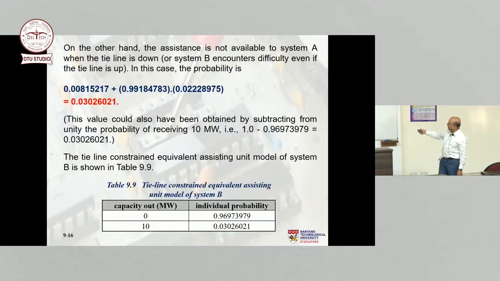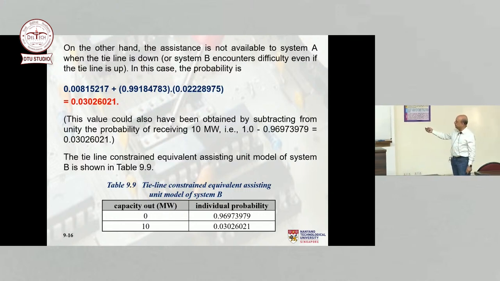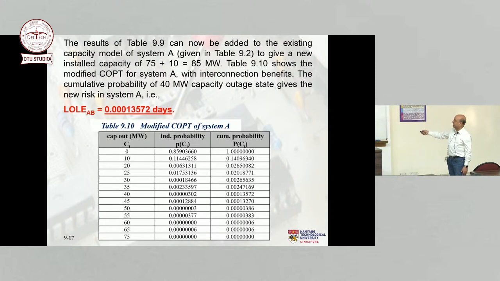So we can do that, and then we come up with this tie line constraint equivalent assisting unit model from system B. We have considered not only the tie line capacity, we have also considered the tie line reliability. Okay? So this is our new constraint model. If you compare with the previous table, the number was 0.9777, remember? Now because it is not 100% reliable, you expect this to be lower, correct? So we are on the right path. We have the new model, and of course now you can repeat the calculation and you will get the new risk. What's the new risk?